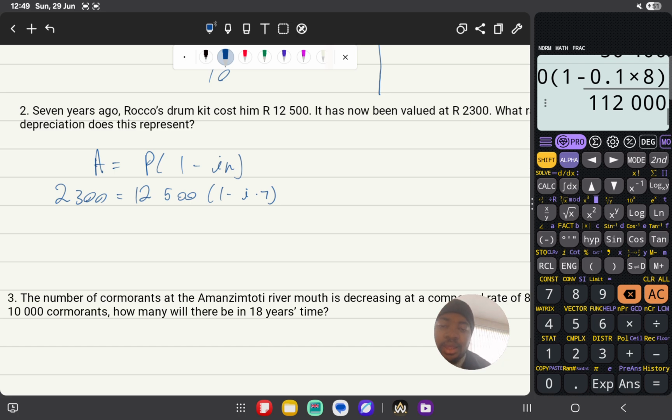I think I'm going to love this, because here's what I love. Before substitution, you identify what we are calculating for. Since this is what we are trying to find, you say A over P equals 1 minus I n, and then you have A over P.